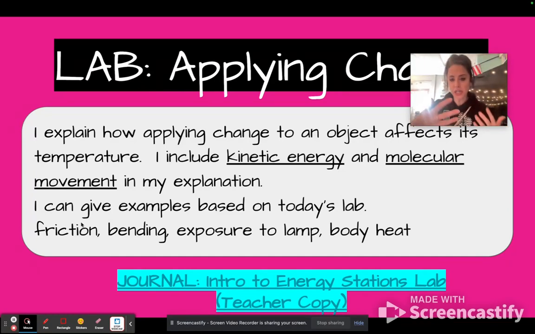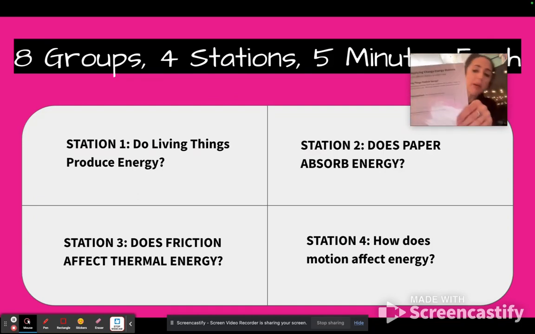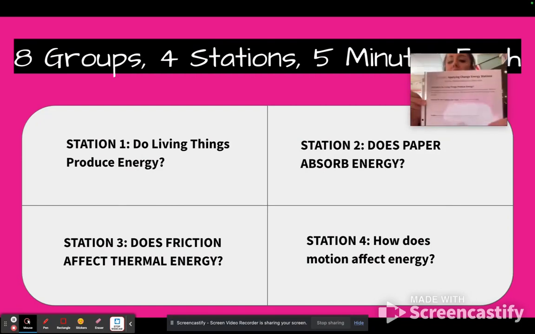The types of change that we're going to talk about in our lab are friction, the bending, exposure to a lamp, and your body heat. So those are kind of the ways that we're going to apply it. There are going to be 4 stations, right? So in your lab packet, you are going to end up with station 1, station 2, station 3, station 4. They're all labeled nicely for you. And you just have a few guiding questions, okay?